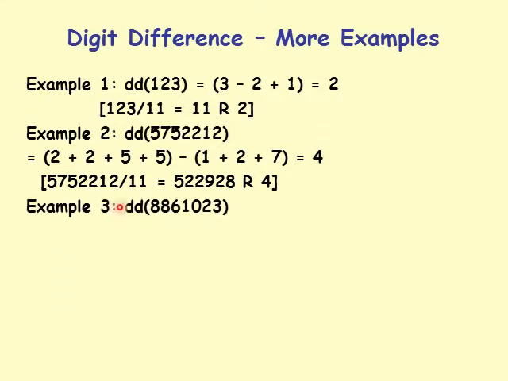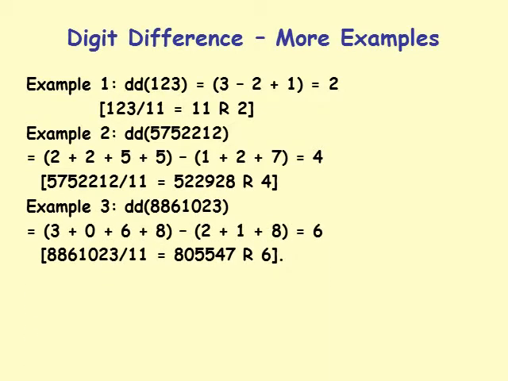Let's do another example, example 3. Digit difference of 8861023, which is equal to 3 plus 0 plus 6 plus 8, which is 6 plus 6 is 9, plus 8, 17, minus 2 plus 1, 2 plus 1 is 3, and 8, 11. So it's 17 minus 11 is 6. And it still matches. 8861023 divided by 11 is 805547, remainder 6. Remainder 6 still verifies and matches with the digit difference.